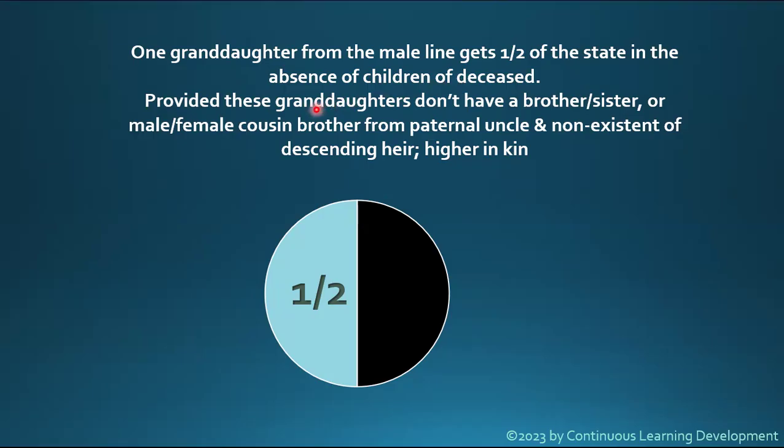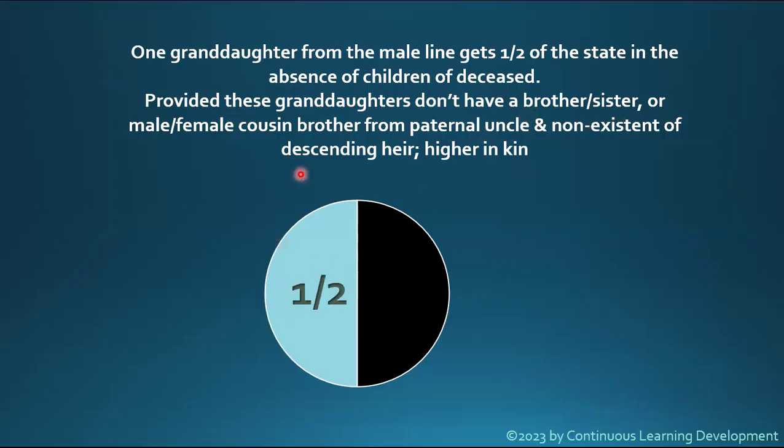then the granddaughter inherits. Normally, a grandchild doesn't inherit by default if there are children there. So if the deceased has his or her own children, then they will be the inheritors. However, in the case where the deceased has no children, then the grandchildren will inherit. But by default, they do not inherit because children block them. Provided that these granddaughters don't have a brother or sister, in that case, their share will decrease.